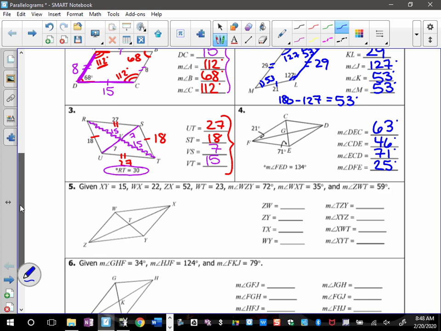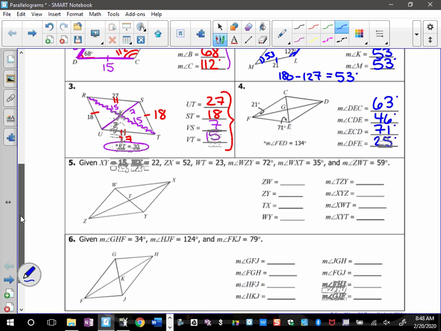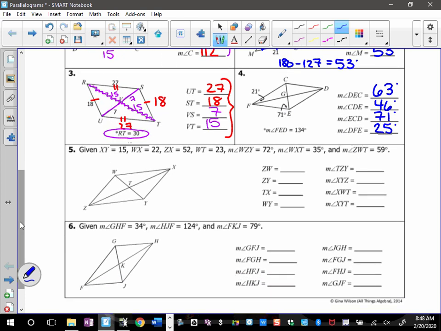Let's go ahead and look at 5. I'm going to skip 6 because it's going to work the same way as 4 did, where you need to find all your angles and then just fill in all your answers. If you want to try it on your own, I do have the answers, so I can post those as a PDF so you can check them.